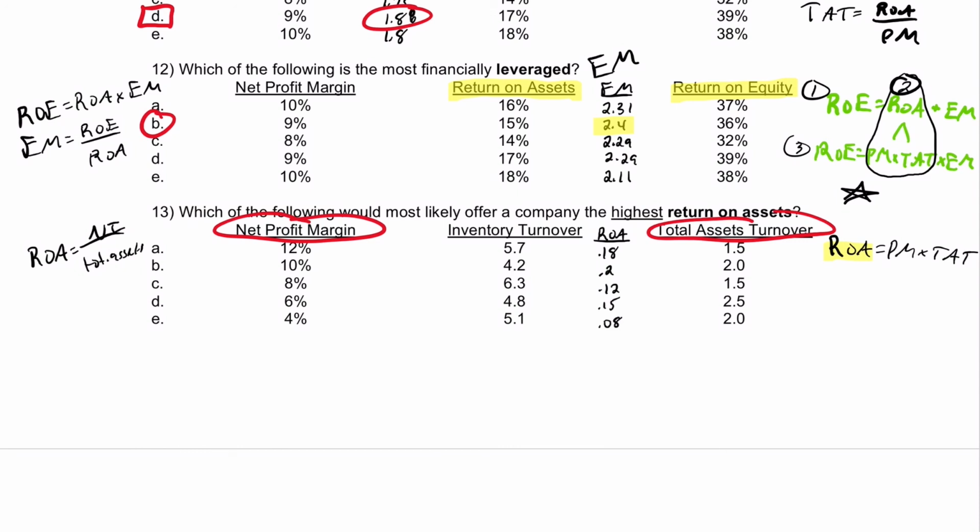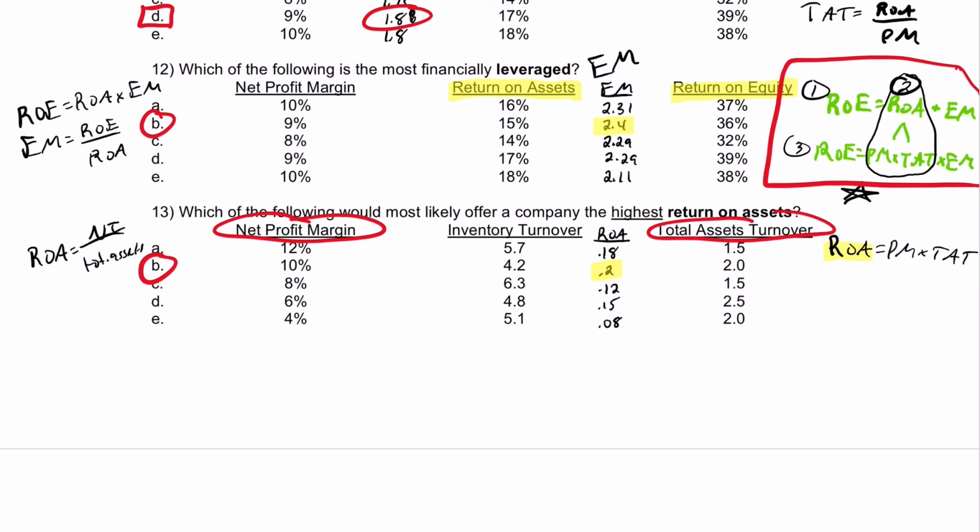Which of the following would most likely offer a company the highest ROA? It would be B once again in this scenario. So as you're going through your homework and the future exam questions, if you ever catch a roadblock and you see anything that deals with ROE, ROA, profit margin, total asset turnover, or equity multiplier, any of the components of your DuPont, be sure to consider that as a possible source.